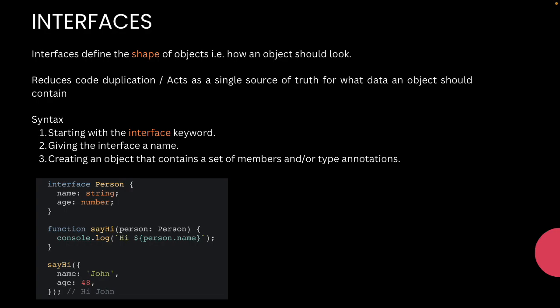Again, the benefits are similar as before: it reduces code duplication, acts as a single source of truth, all those things. And the way we would use it is starting with the keyword interface instead of type, and then we give the name, and then we define what kind of keys or members it should have, and then the annotations.